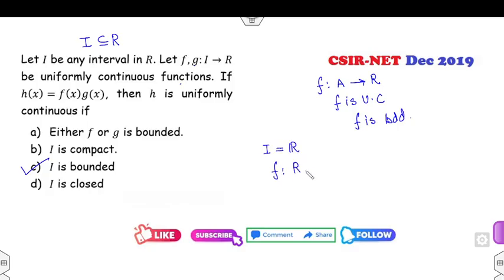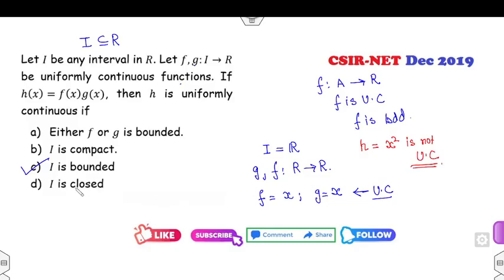f is a mapping from R to R. g is a mapping from R to R. I can define the function x. g is x, which is uniformly continuous. Fine. Then h is x squared, which is not uniformly continuous. So that means I is closed, cancel.